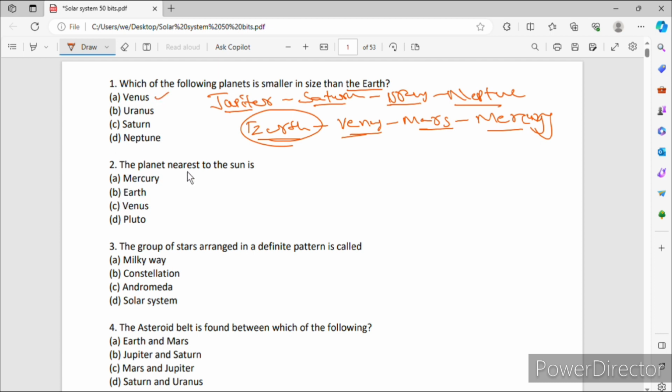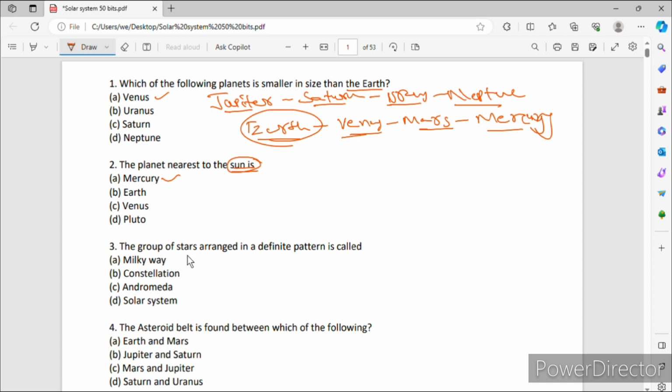Okay. The second question is, the planet nearest to Sun is dash. The planet nearest to Sun is Mercury. Because we know that order, if you see: Mercury, Venus, Earth, Mars, Jupiter, Saturn, Uranus, Neptune. So Mercury is the nearest to the Sun.